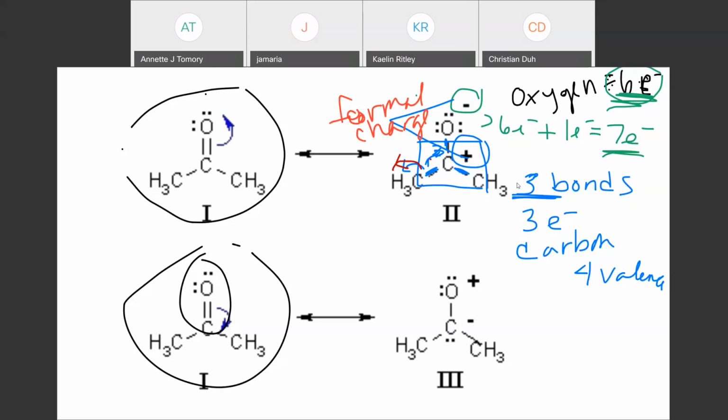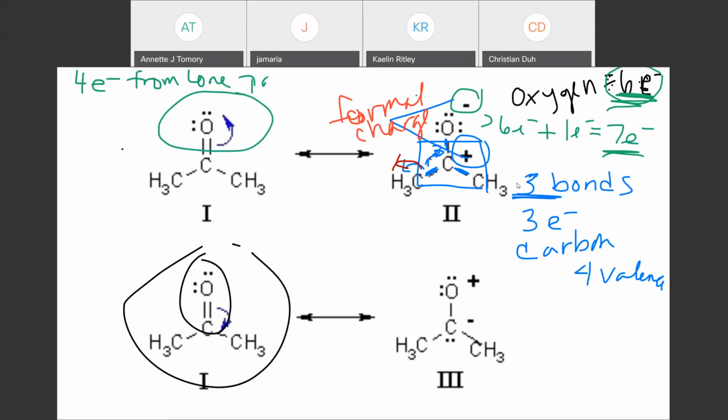If I do the same thing over here with this oxygen, let me change the color, so that way it makes it a little bit more evident. If I did the same thing with this oxygen over here, how many electrons are coming from the lone pairs? 2 from each of them, right? Yeah, okay. I have 4 electrons from the lone pairs. So we have 2 here and 2 here.